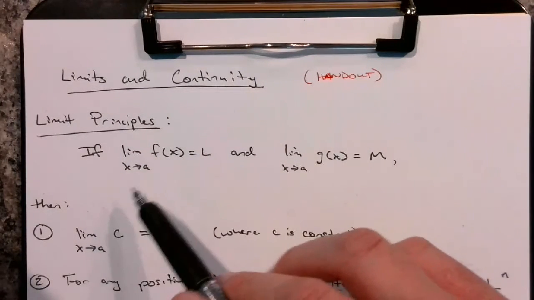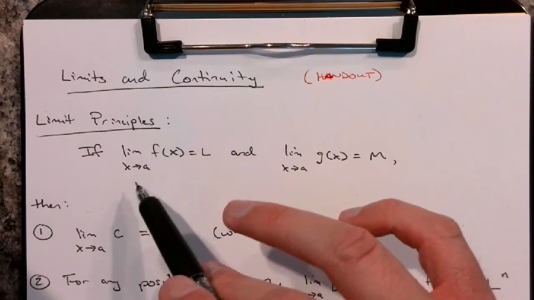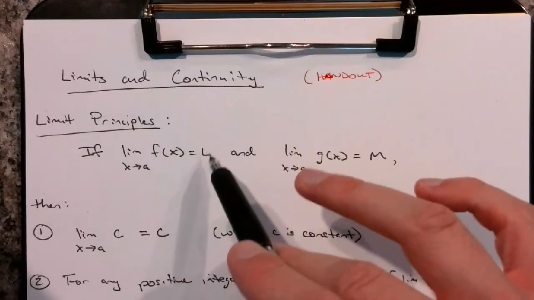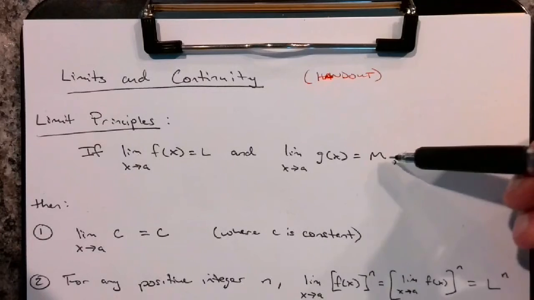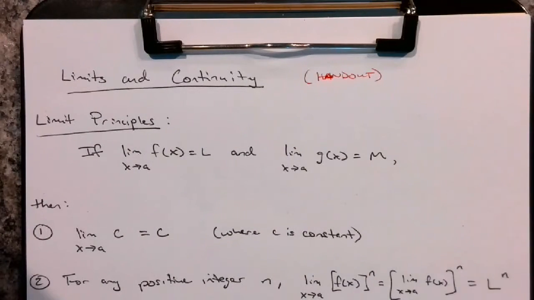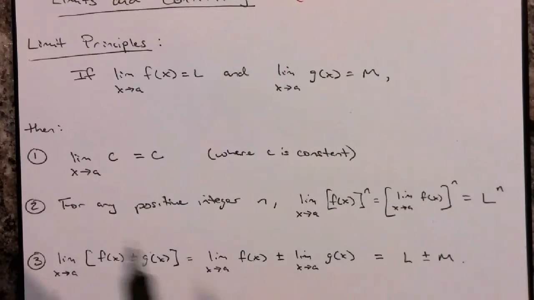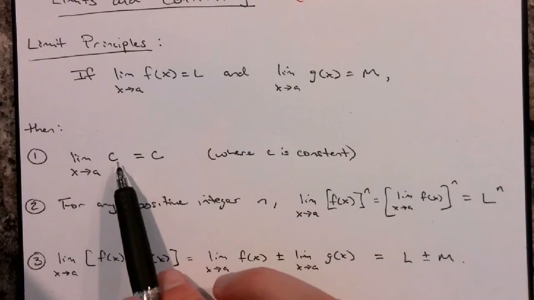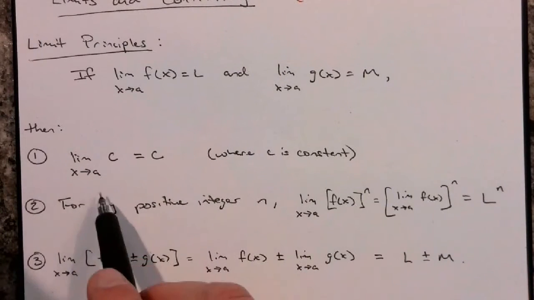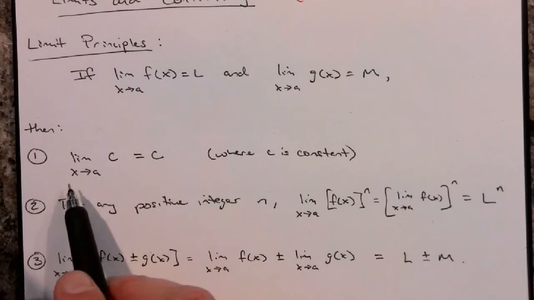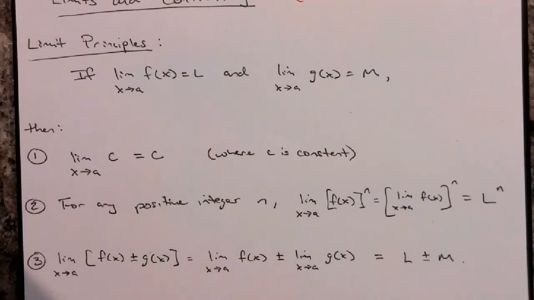So the first limit principle says if the limit as x approaches a of f of x is equal to L, so is equal to some value L, and the limit as x approaches that same value a of a different function g of x is equal to m, then we have the following properties. The first one says you're taking the limit as x approaches a of a constant, so c is a constant here, then it's just equal to that value. So if this is the limit as x approaches a of 7, then it would be equal to 7. If it was the limit as x approaches a of 5, then it would just be equal to 5. Because if it's a constant, that's like the function y equals a constant. So if y equals a constant, then it's the same value everywhere.